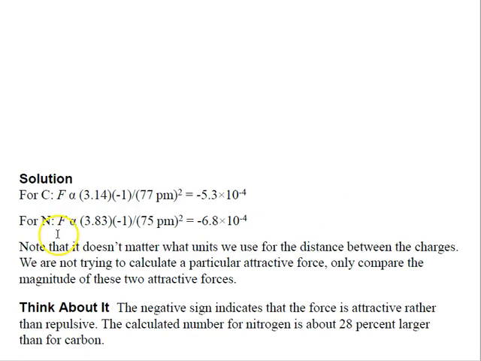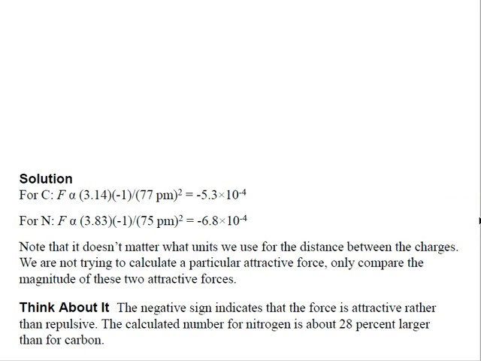Our solution for carbon, we have the 3.14 value times -1 divided by the distance, and this is in picometers, 77, and this will be squared. Comes out to be -5.3 times 10 to the -4. For nitrogen, we're going to be using 3.83, -1 once again. Distance is different at 75. We square that. Plug in the math. Hopefully all the math here is correct. -6.8 times 10 to the -4.